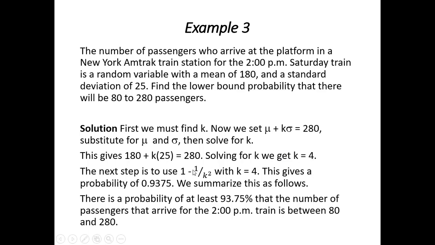Go back to our 1 minus 1 over k squared formula with k is 4. So this would end up giving us 1 minus 1 over 4 squared, or 1 minus 1 over 16. And when we simplify that, we get a probability of 0.9375. Summarizing all of this, we can now say there's a probability of at least 93.75% that the number of passengers that arrive for the 2 p.m. train is between 80 and 280.